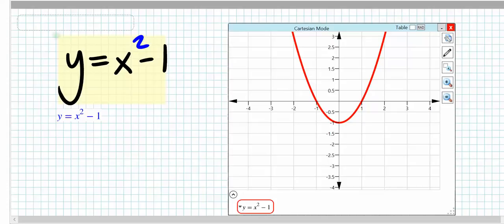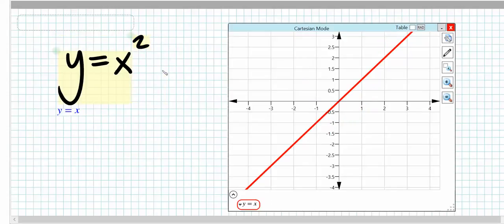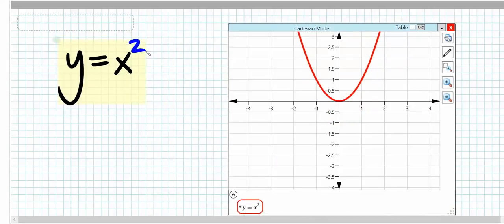I get -1, right? Okay, what about this one? What if I just take the 1 away? Oops, sorry. This should be quadratic. There we go. Okay, now, what are the roots or the intercepts? 0, right? Okay. What if I add 1 to this thing now? Now what are the roots or the intercepts?